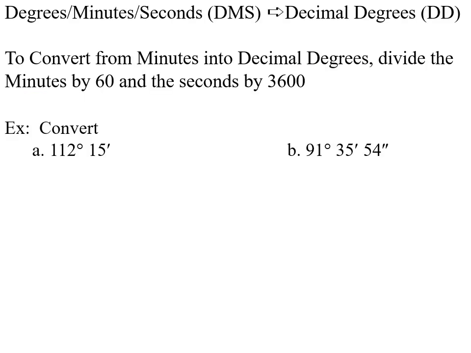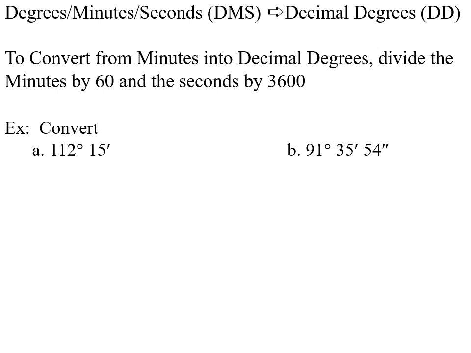Okay, let's convert some back and forth. So if you want to do degrees, minutes, and seconds and change it to degrees with decimals, it's not too hard to do. All we really need to do is just start dividing by 60 as we work our way across, or 3600 if we have seconds.